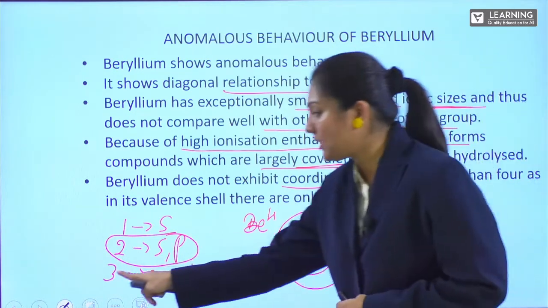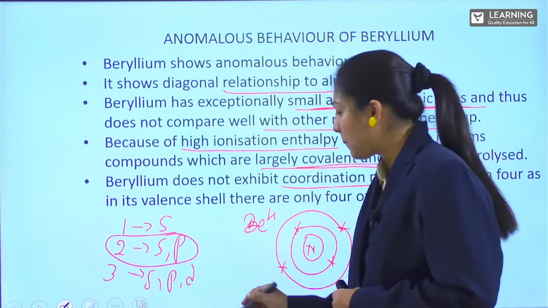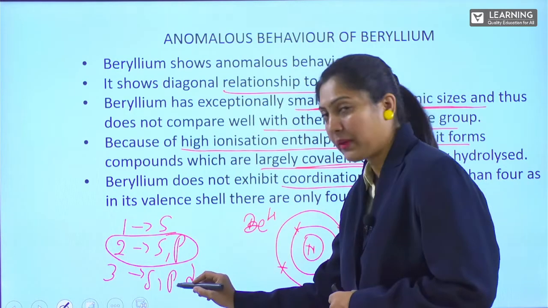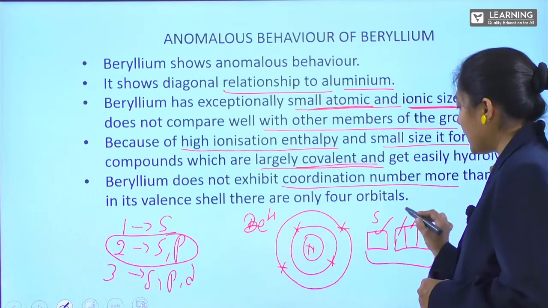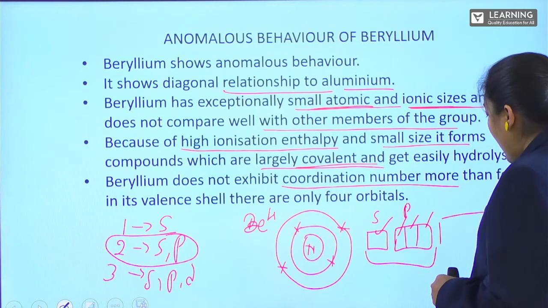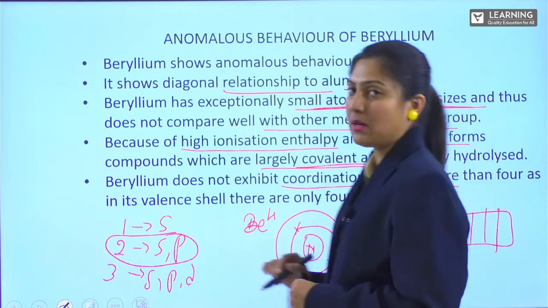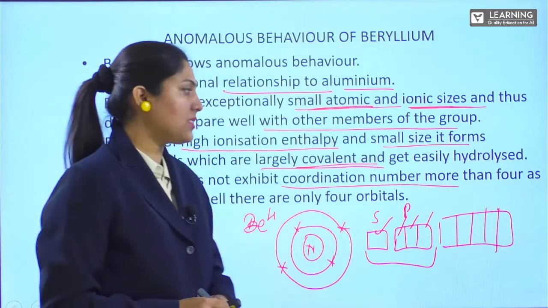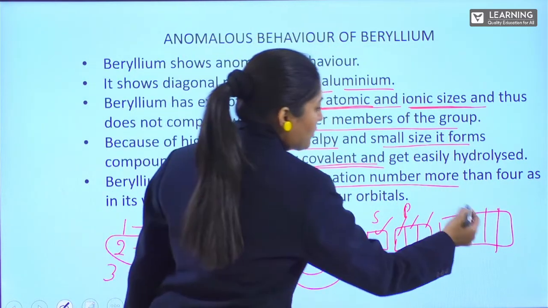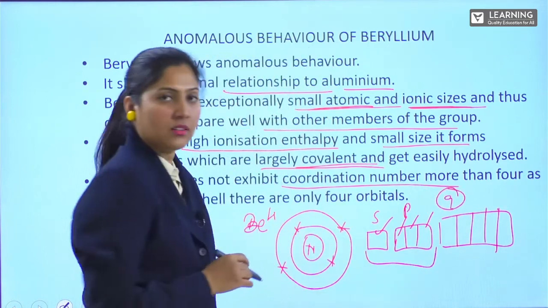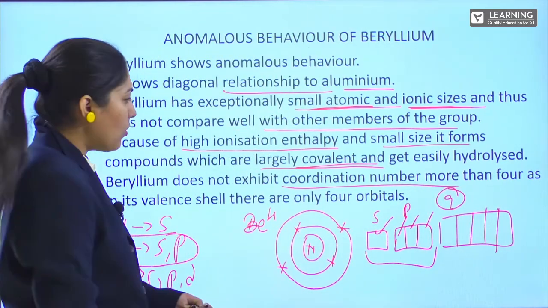Whereas if I consider this third one, what happens? We have s and p, with this we also have the d orbital which has 5 suborbitals, that means 4 plus 5, it will have nearly 9. Getting that point?